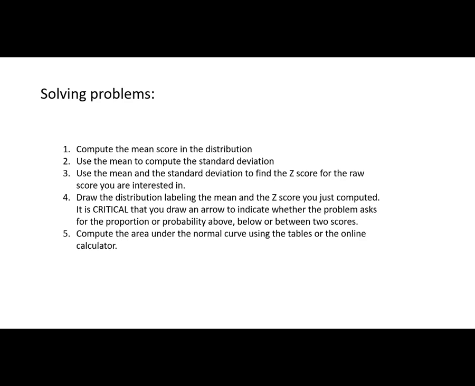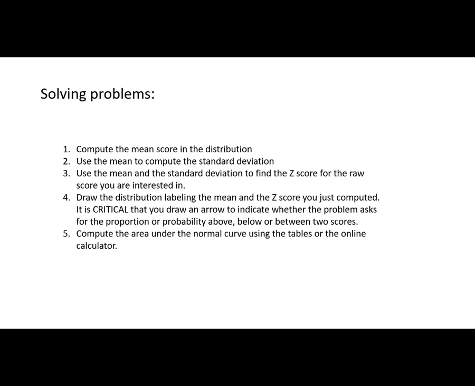Next, and this is really important, draw the distribution labeling the mean and the z-scores you just computed. It's critical that you draw an arrow to indicate whether the problem asks for the proportion or probability above, below, or in between two scores. It's really easy to make a mistake here and report the probability that a score is above a certain score when the question asks you to report the probability that a score is below a certain score. So it's really important to draw those arrows in.